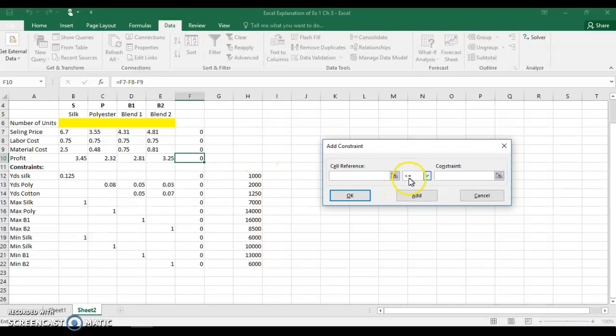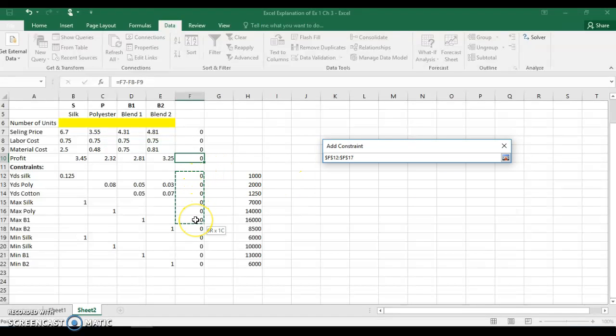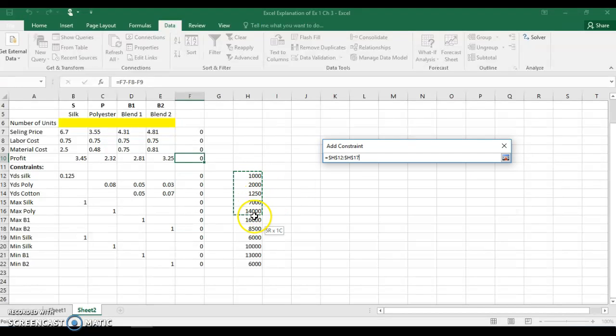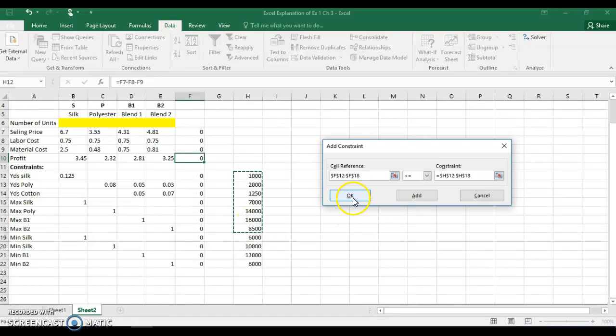So, in other words, we want this less than or equal to symbol, which we have already. The cells that we want to reference are all of these ones right here, F12 through F22. And the constraints are these numbers over here. Sorry, this is not through F22. Let me correct that. Let me just delete all that. And we only want the ones that are less than or equal to. So that is through 18 maximums. And here, this one is also H12 through H18. And we're going to click OK.